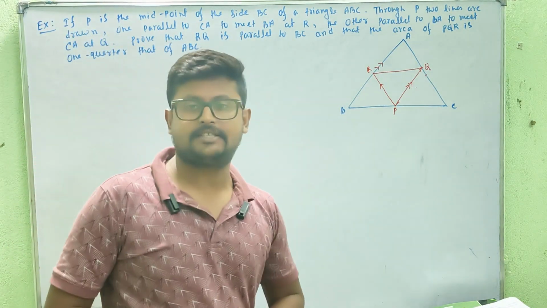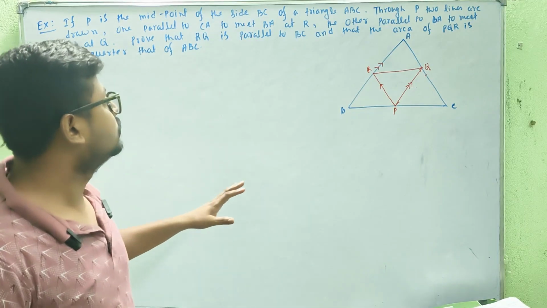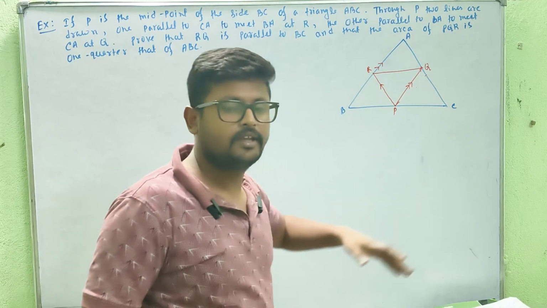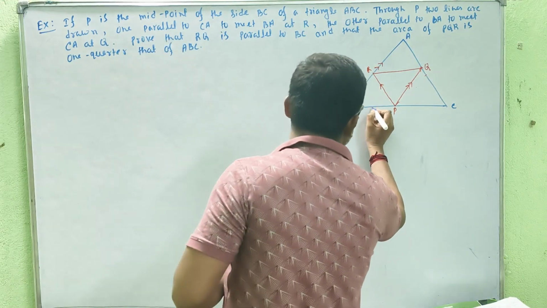Area theorem, class 9, round. What is the question? What is given? Given that P is the midpoint of BC. P is the midpoint of BC. Okay.